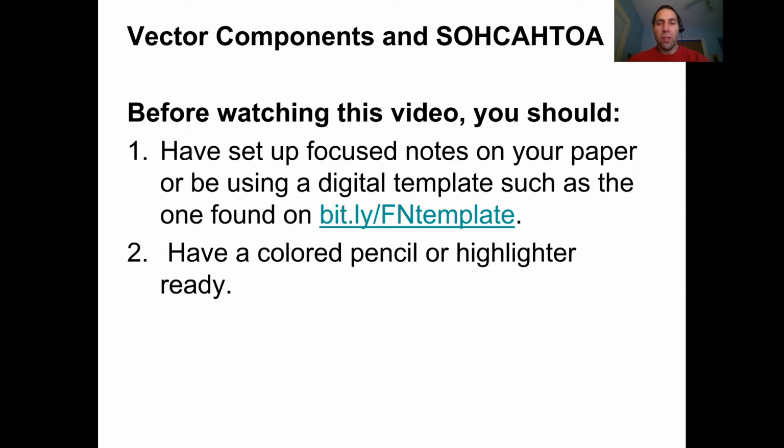And before watching this video, you should make sure you have focus notes set up on your paper. Remember, you can use a digital version of it at bit.ly/F, template, or you can just do it on your own paper. And have a colored pencil or a highlighter ready. I think that would be helpful as well.